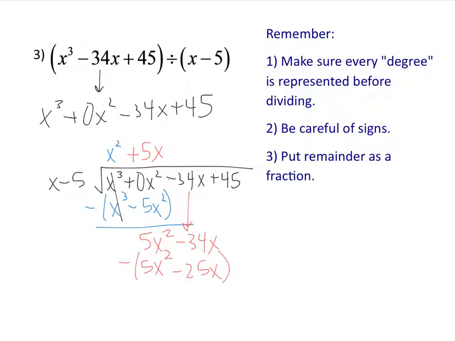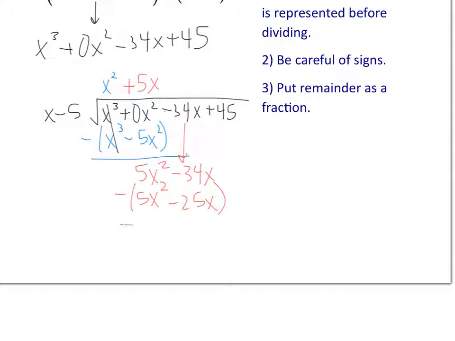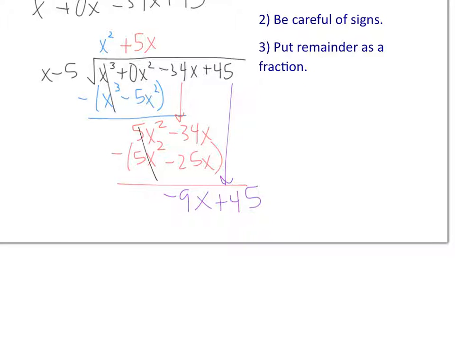And now I subtract. 5x squared minus 5x squared goes away. Negative 34x minus negative 25x really means adding, and so that would be negative 9x. So negative 9x. And then bring down the 45. And then I ask myself, how many times does x go into negative 9x?